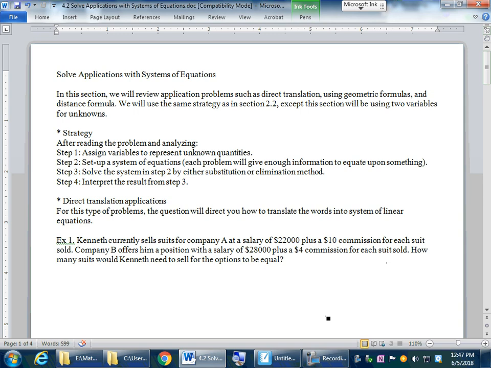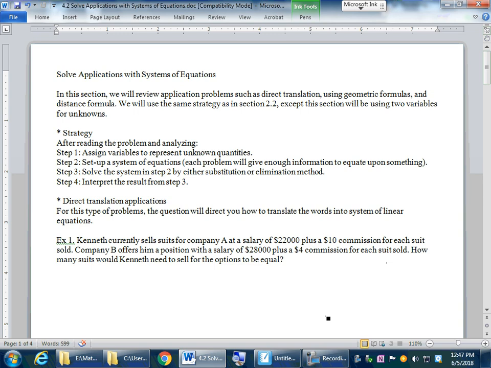Like before, for word problems I want you to do the 4-step format. 1. Assign the variable for the unknown. 2. Set up the system. 3. This time we're going to be solving the system by either the substitution method or the elimination method. And then lastly, we'll be interpreting.